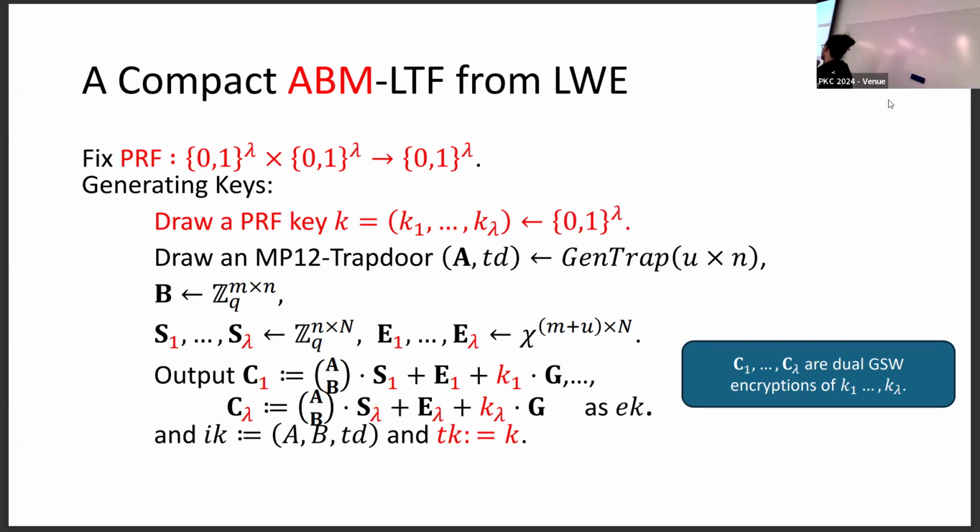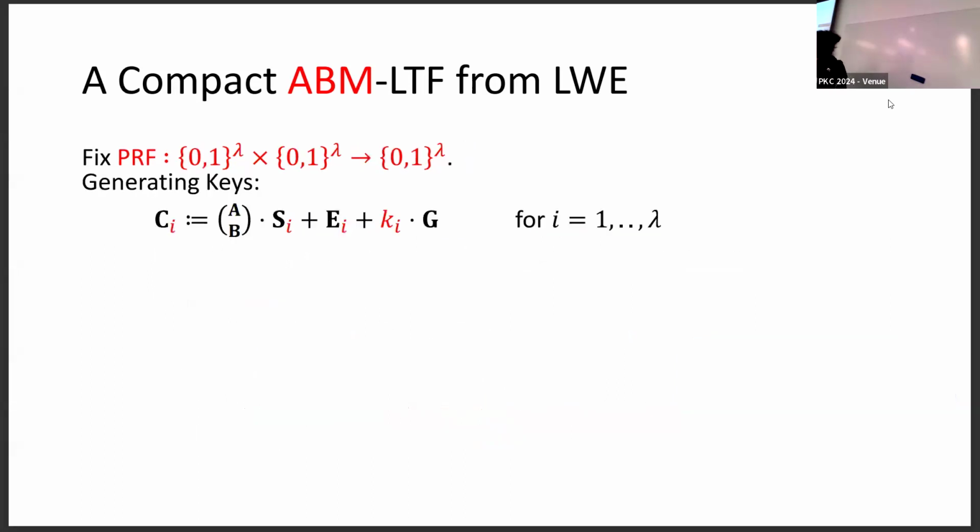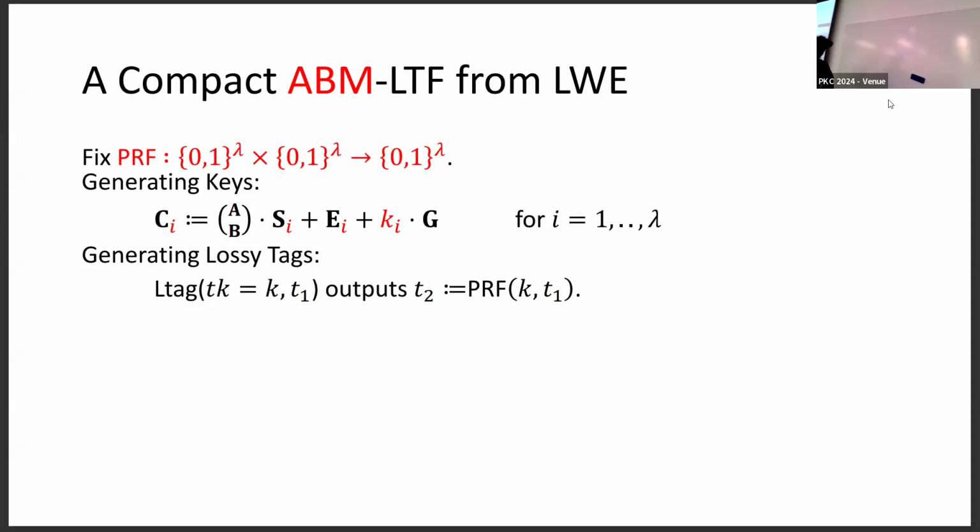And our tag key is the PRF key. Right, okay, so we have that. Let's see if it works. So how do we evaluate? How do you generate lossy tags? That's easy. If you want to extend our tag part C1 to a lossy tag, we just evaluate our PRF on it. And we can do it because our tag key is our PRF key.